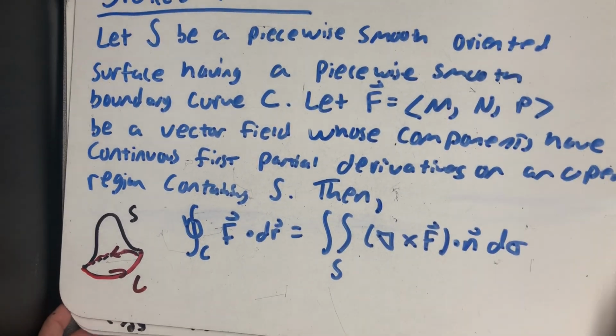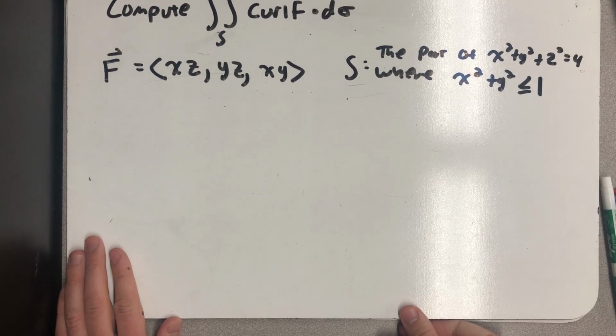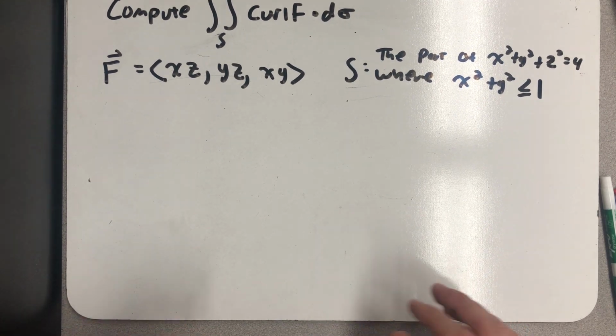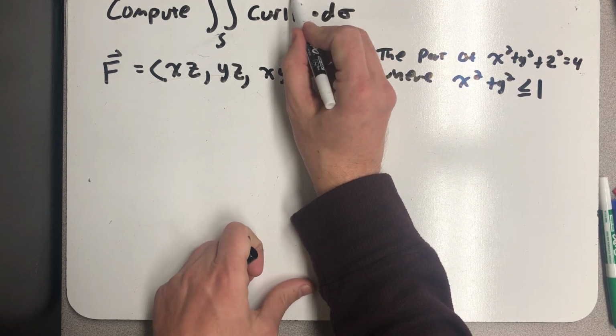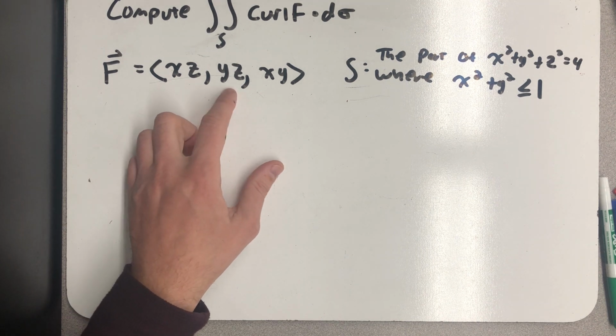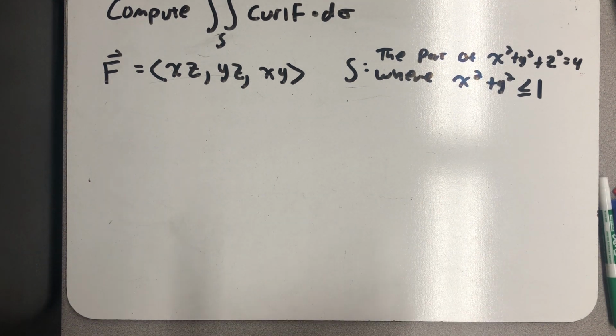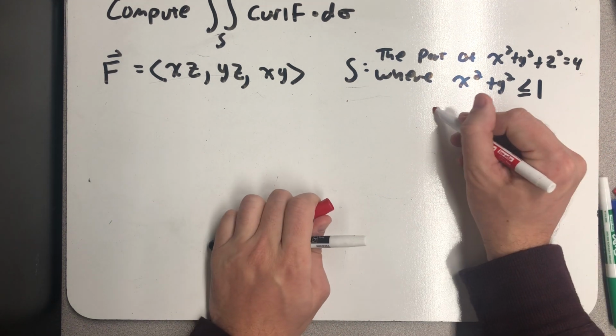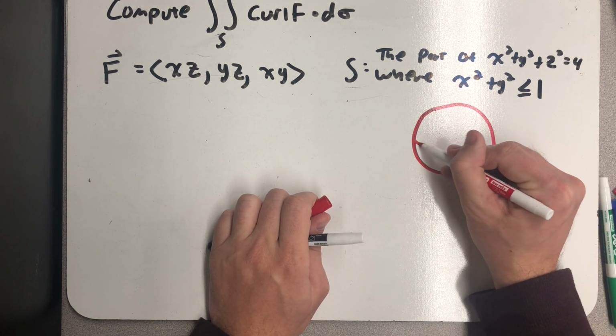But in the example I want to do, we're asked to compute the double integral of curl F, with a vector hat on it, dot n d sigma over a surface S, where the vector field is F = <x z, y z, x y>, and S is a part of the sphere x squared plus y squared plus z squared equals 4, where x squared plus y squared is less than or equal to 1. So it's just a portion of a sphere. So if we just think about S for a moment, well, I could imagine that sphere of radius 2.